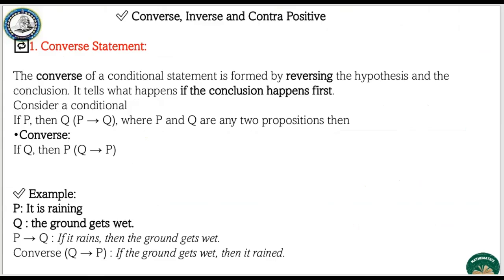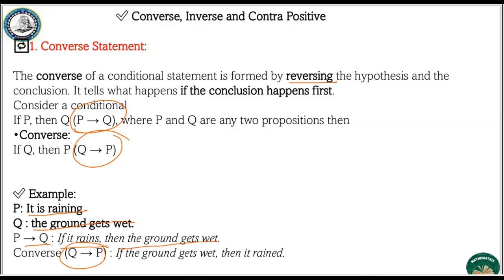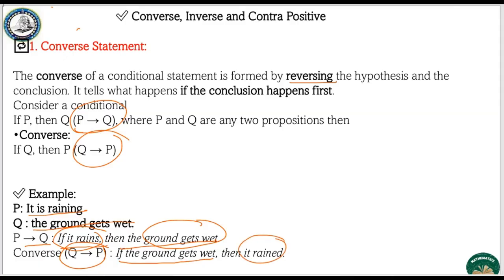What are converse, inverse, and contrapositive? For the converse, we are reversing the implication statement. If it is P implies Q, we should write Q implies P, which is called the converse. For example, P implies Q is: if it rains, then the ground gets wet. Reverse that: if the ground is wet, then it rains. That is the converse. It's very simple. You just have to reverse the implication statement.